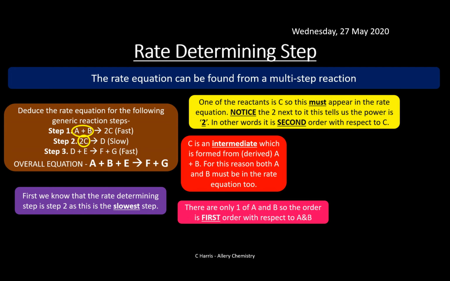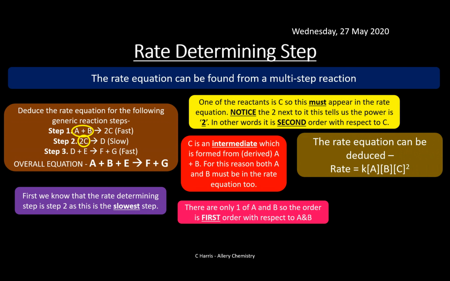So now what we can do is write our rate expression, our rate equation, which can be deduced. And so our rate equation is rate equals k, concentration of A, concentration of B, and the concentration of C squared, because it has that 2 in front of it. Now, what's really important here, I think, well, hang on, where's C in the overall equation? Our overall equation doesn't even have C in there.